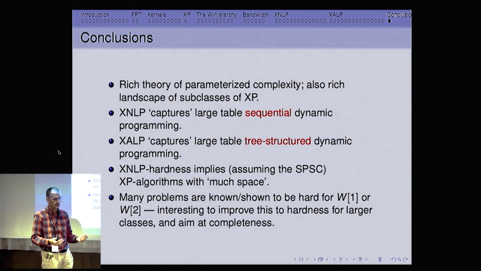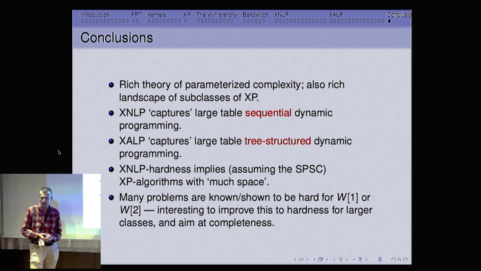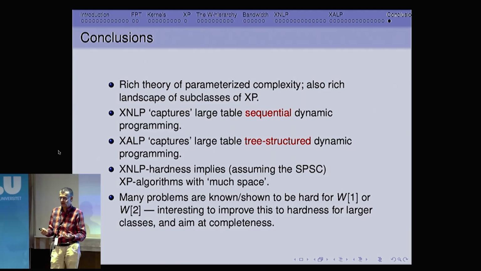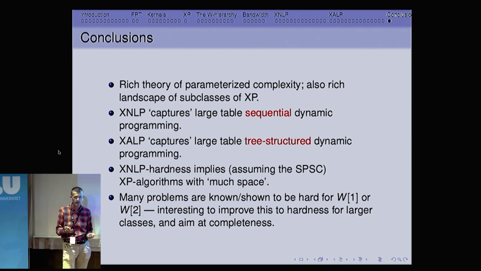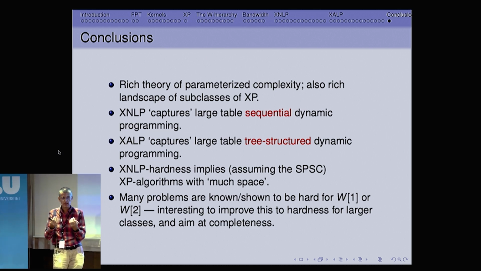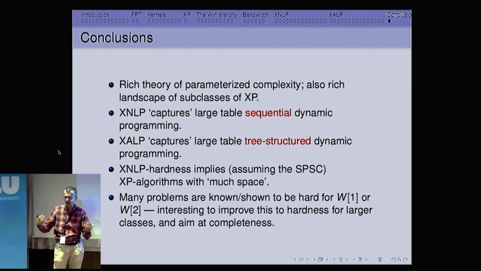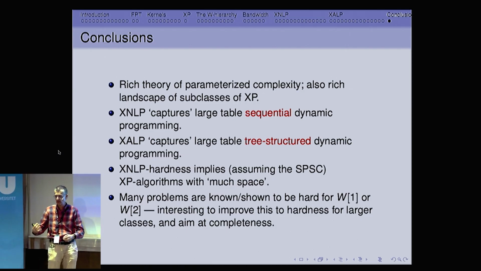I hope that you learned something, that I think these are useful concepts also for graph drawing problems. The other thing which this talk did was introducing two of these new classes, which I am very enthusiastic about because it really captures the complexity of problems which we solve by using dynamic programming, where XNLP looks at if you have large tables which you compute sequentially, and XALP captures if you have large tables you compute in a tree-structured manner.